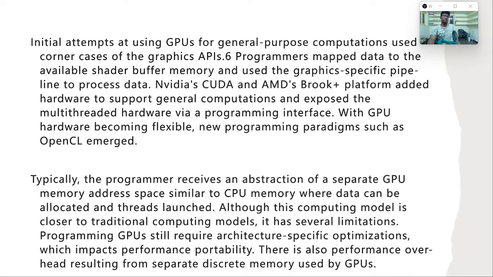Initial attempts at using GPUs for general purpose computations used corner cases of the graphics API. Programmers mapped data into the available shader buffer memory and used the graphics specific pipeline to process data. Then NVIDIA's CUDA and AMD's platform added hardware to support general computations and exposed the multi-threaded hardware via a programming interface, with GPU hardware becoming flexible. New programming paradigms such as OpenCL emerged.